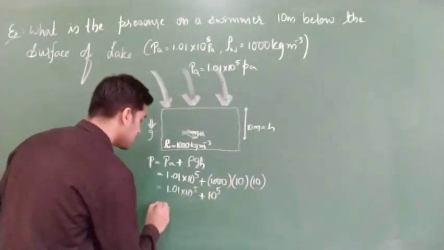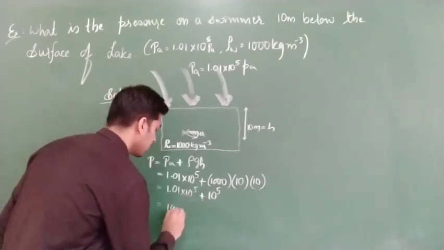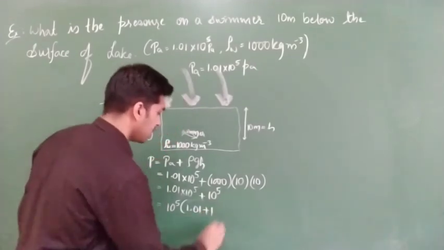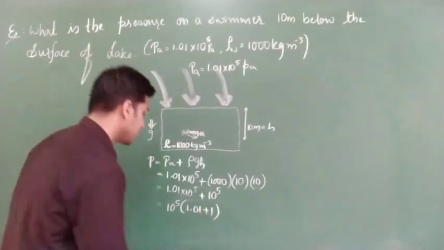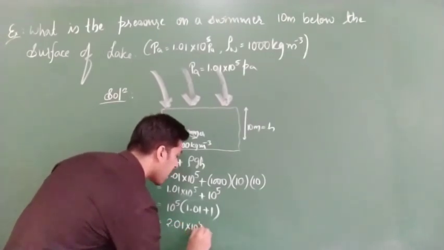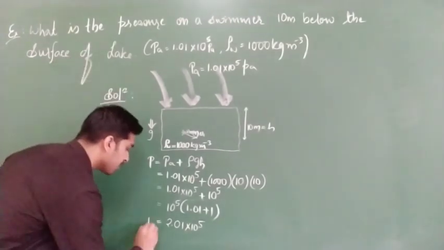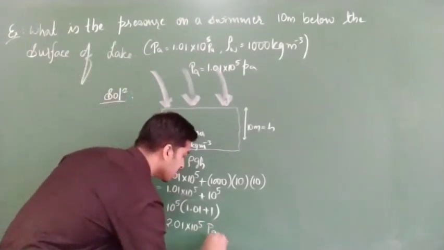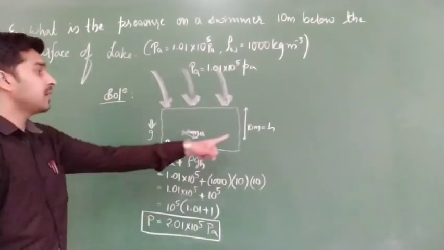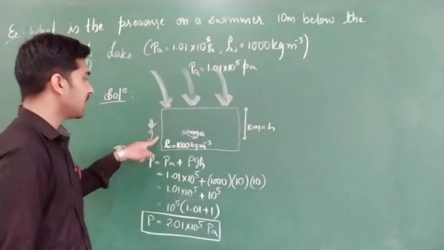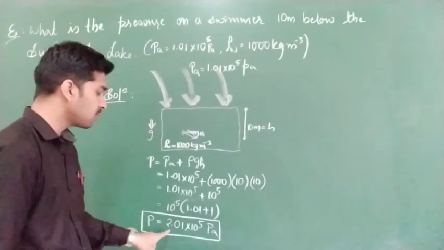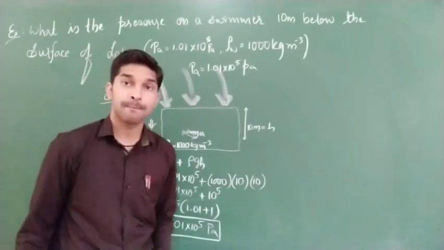So how to calculate this? Just take 10 to the power of 5 common: 10 to the power of 5 into bracket 1.01 plus 1. So 1.01 plus 1 is nothing but 2.01. 2.01 into 10 to the power of 5. So what we have calculated is pressure, so this is Pascal. So a swimmer, when he is 10 meter below the surface of the lake, in the presence of atmospheric pressure, will experience a pressure of 2.01 into 10 to the power of 5 Pascal.